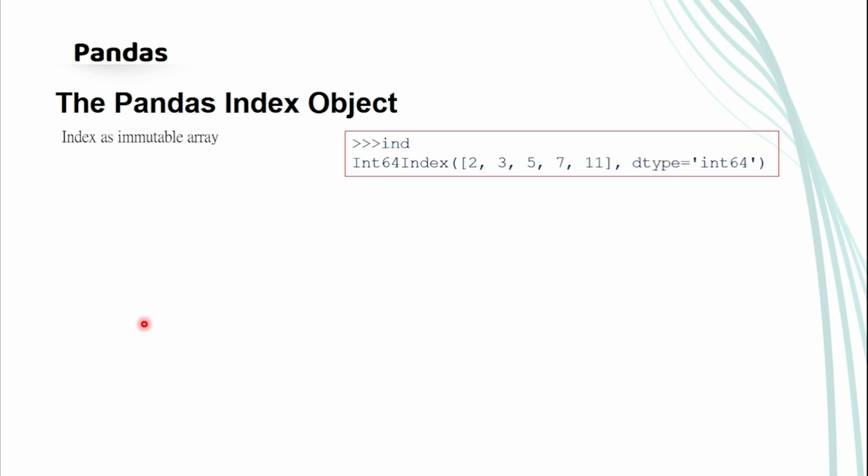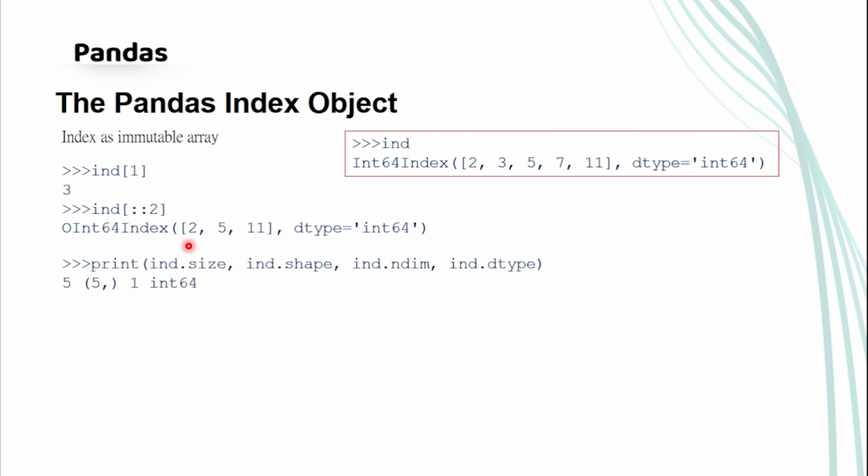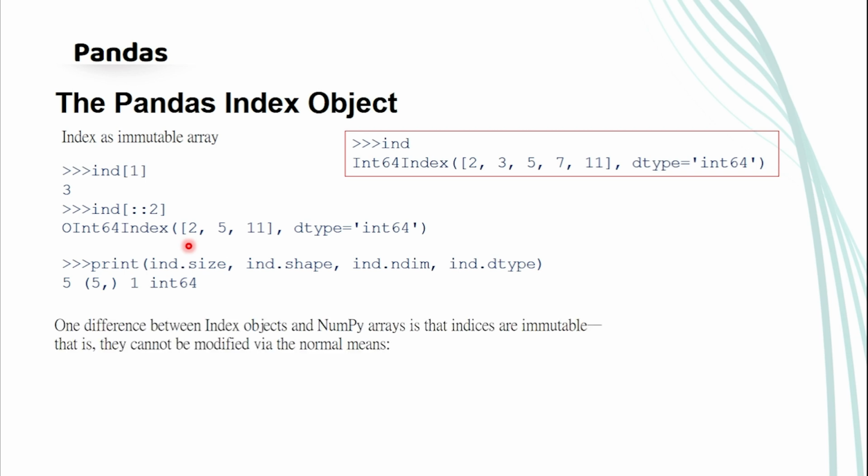An Index is an immutable array. So we can access the content of the Index. ind[1] will be 3, and ind[::2] is 2, 5 and 11. So we can access the content of an Index using the usual notation for lists or NumPy arrays. We can print out the Index size, shape, dimension, and type.